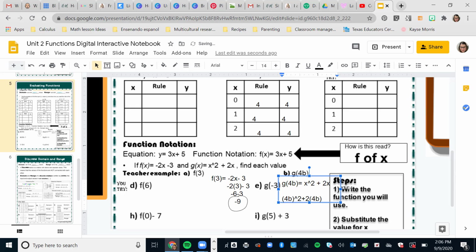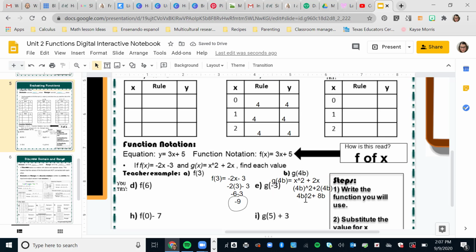And we simplify. So this first part is just 4b squared. I'm just going to rewrite it underneath: 4b squared. And then the second part is 2 times 4b. So we just multiply. 2 times 4b is 8b. And this is your answer right here. So I'm going to circle it or box it. That's my final answer. And that's it. That is this simplified. Okay? So that is how we do that.